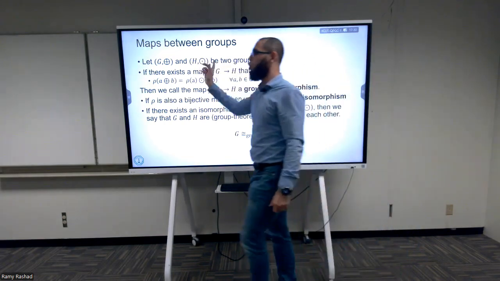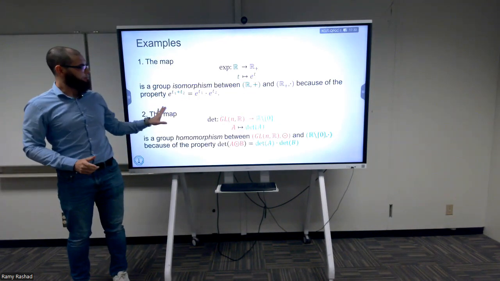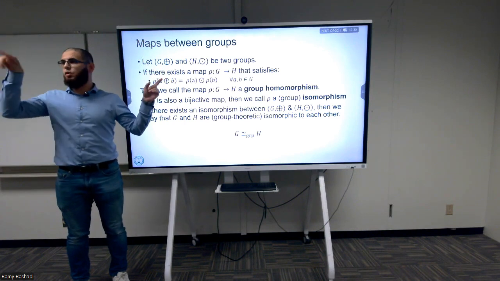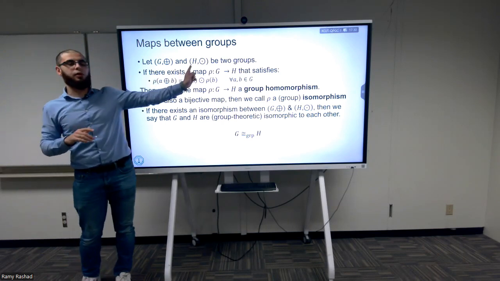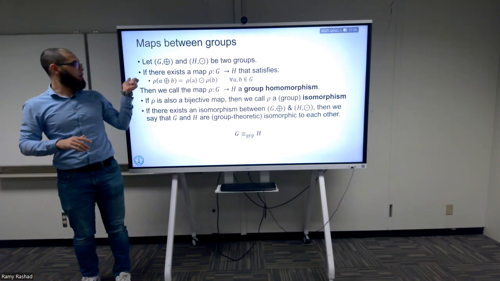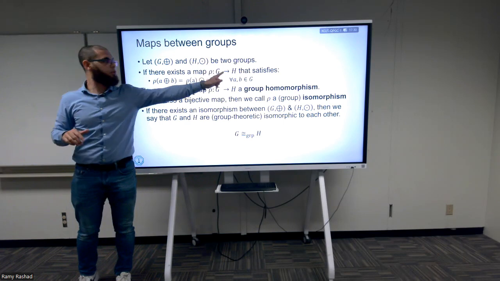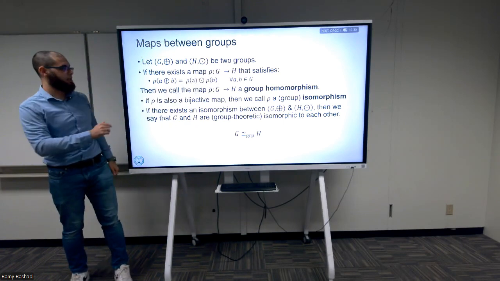I'm going to give you two groups now. The first group is called G with this operation, plus with a circle. That's just the name of the map, okay, abstractly. And I'm going to give you another group H with another operation, okay? And now, if there exists a map, called rho, from G to H that satisfies this property, what this property is saying is the following.